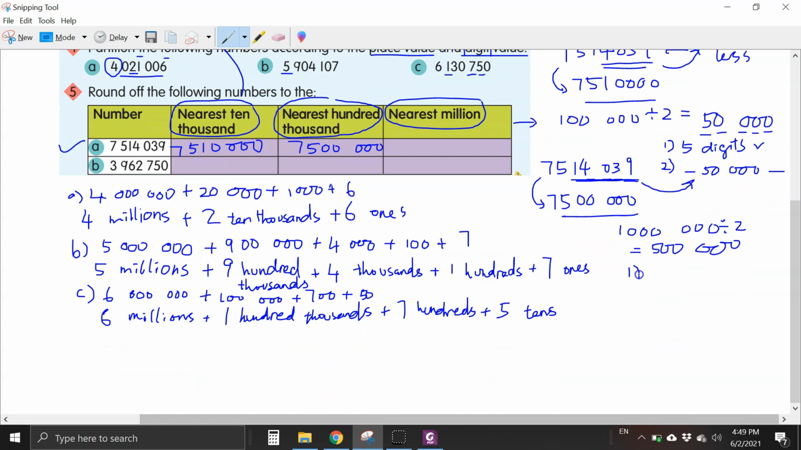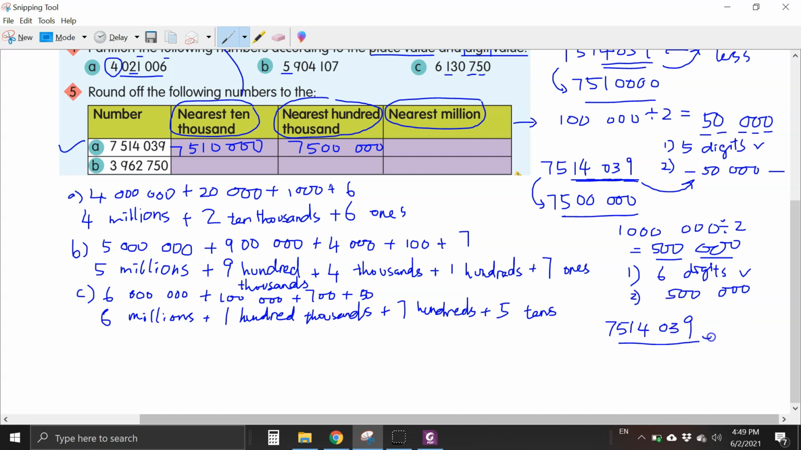So 2 things here. The first one is there are how many digits? There are 6 digits, 6 angka. The second thing, we have to compare the numbers with 500,000. Okay, what's the question? You look at A, the question is 7,514,039. Okay, we compare it with the last 6 digits. Gariskan 6 angka yang belakang. 1, 2, 3, 4, 5, 6.